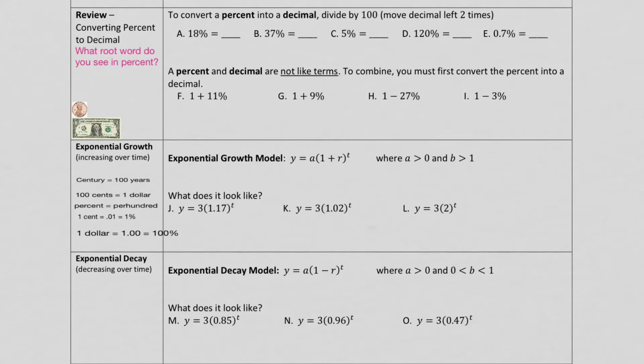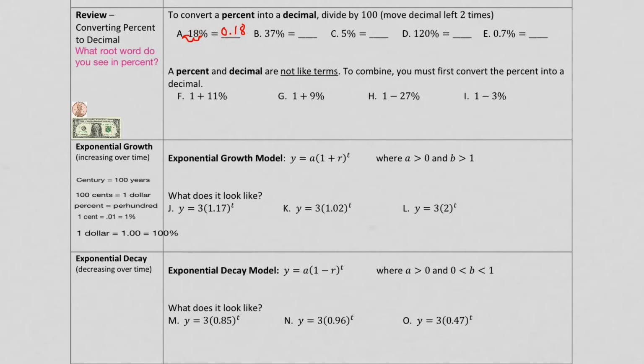Alright guys, the first goal today is going to be to review how to convert a percent into a decimal. So the rule is, to convert a percent into a decimal, we divide by 100, or we move the decimal twice to the left. For example, in example A, 18% is, if you think about it, the decimal's here. If I move it twice to the left, I end up getting 0.18. So 18% is the same as saying 0.18.